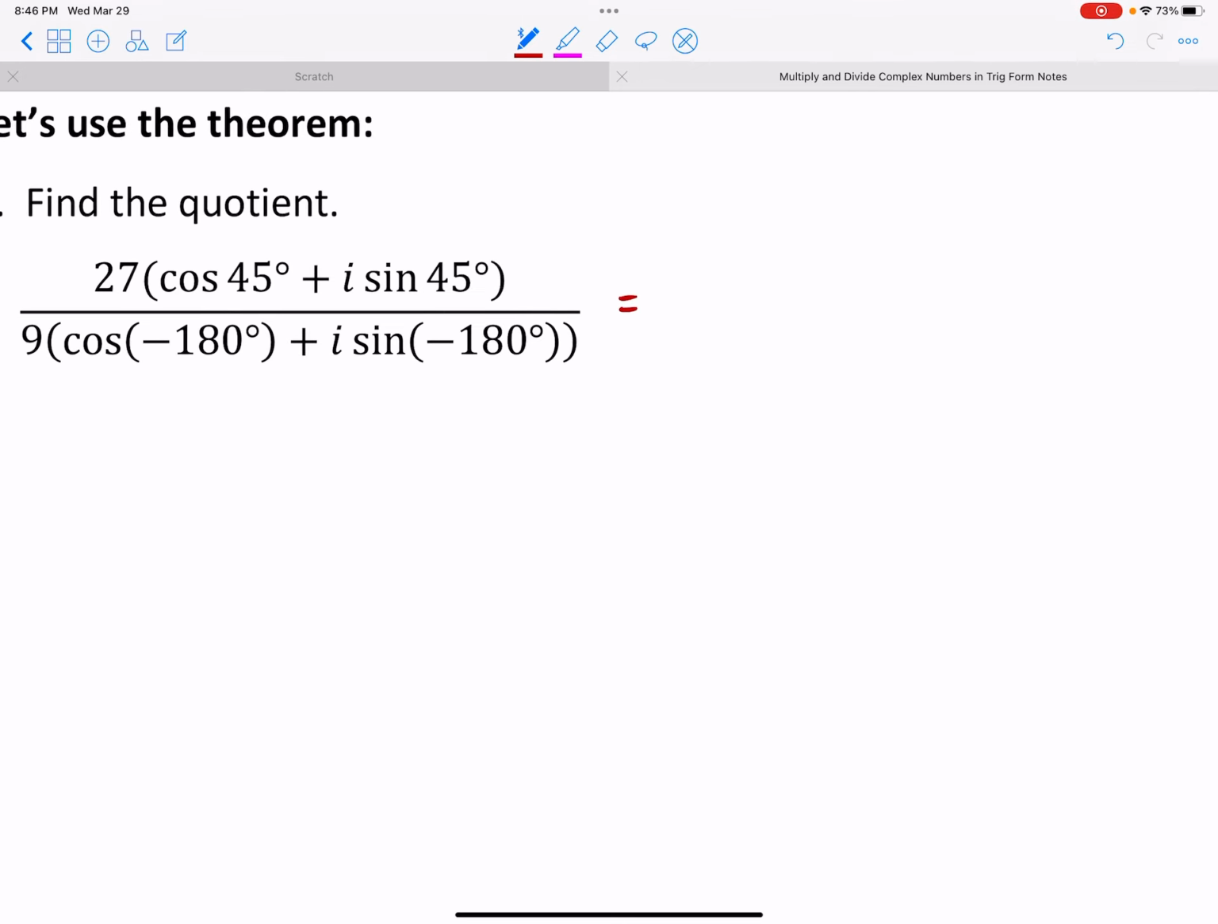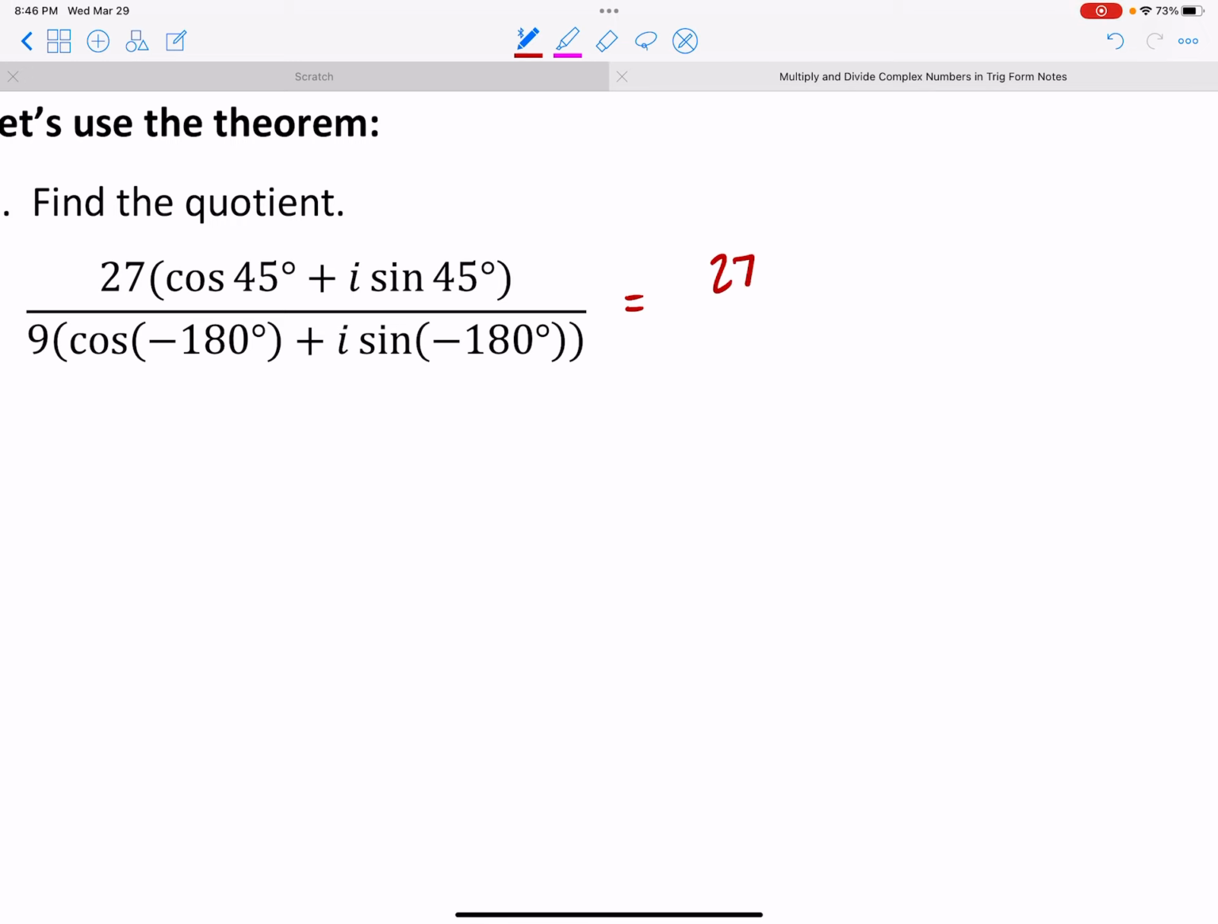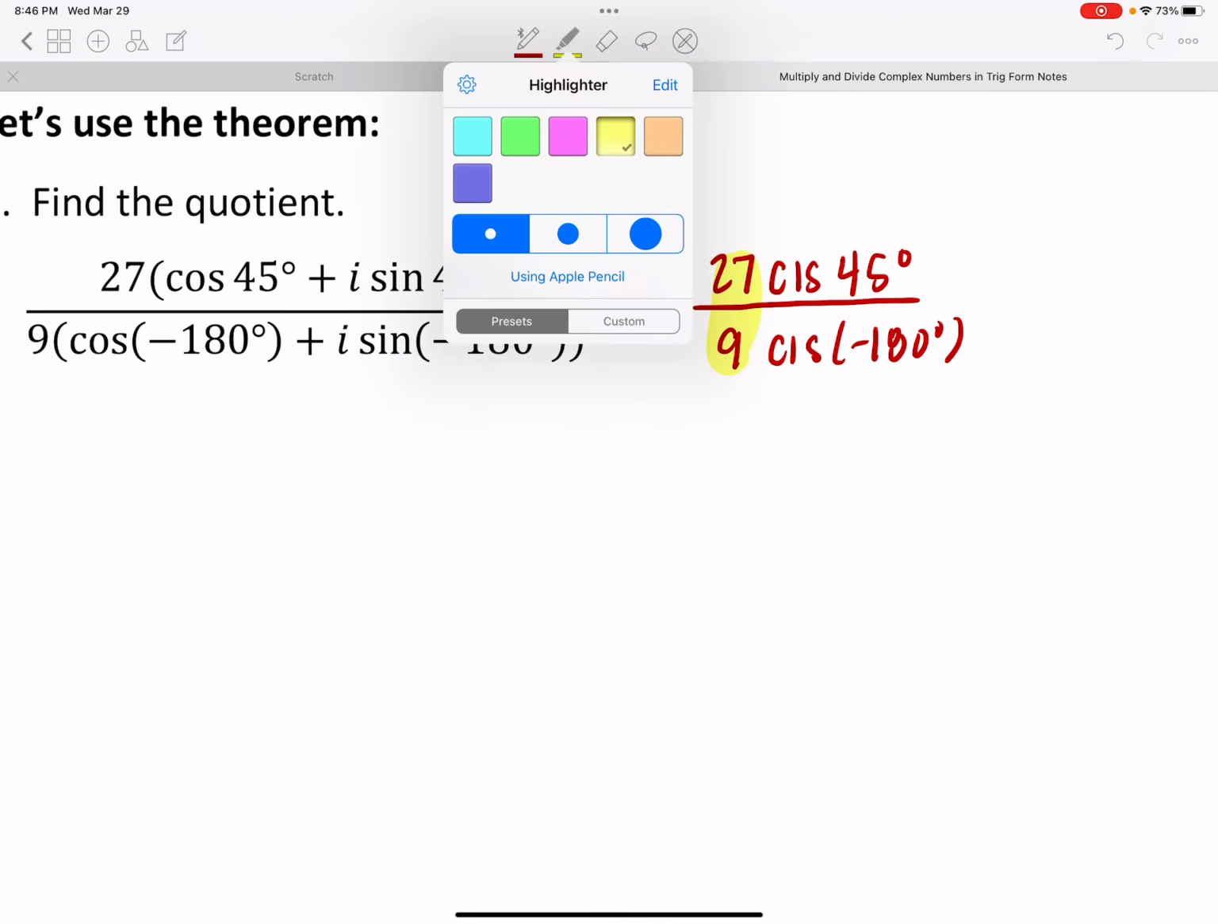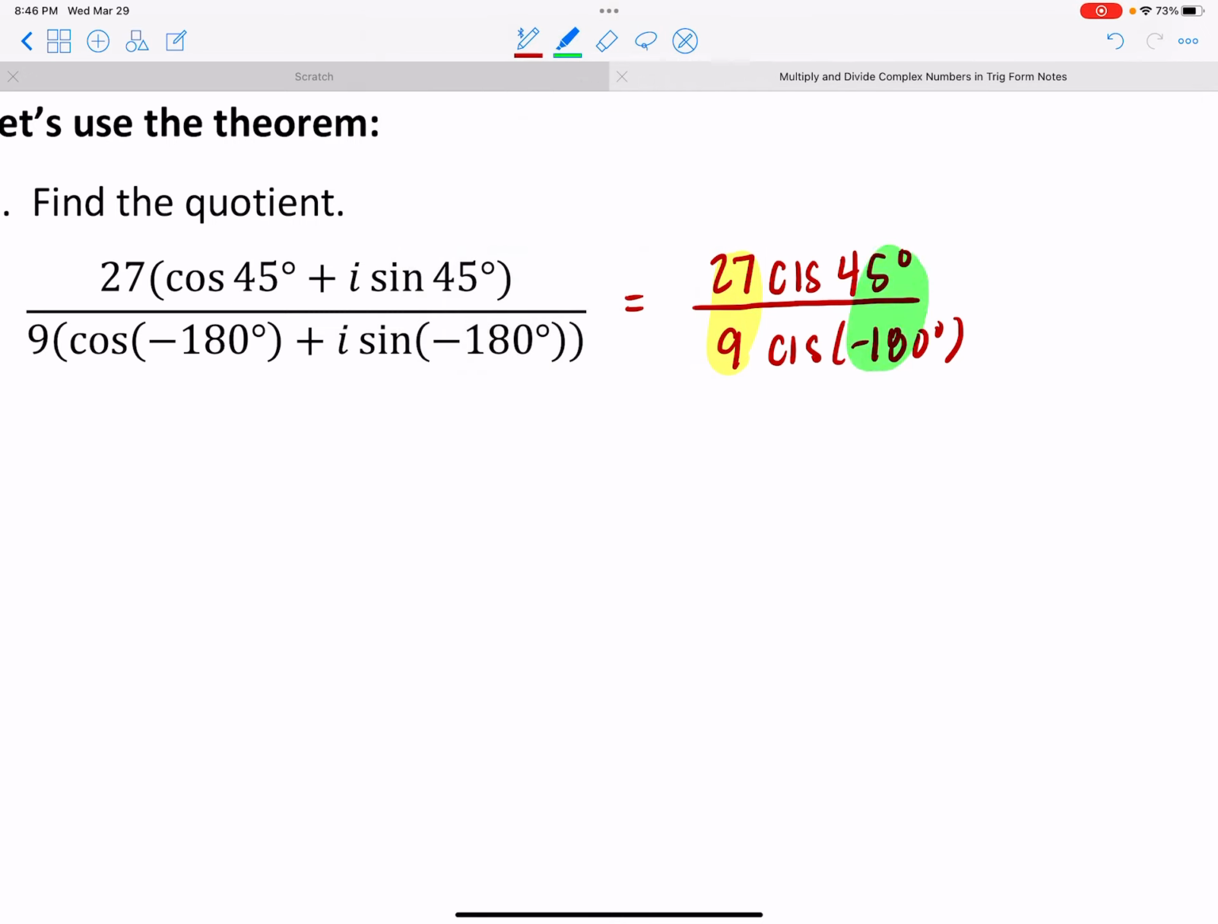So let's say I condense the top. The top technically I could say is 27 cis 45. And then on the bottom we have 9 cis negative 180. So again, it's division. We're going to be dividing the radius lengths here, and then it's subtraction. So we're going to subtract those angles there.